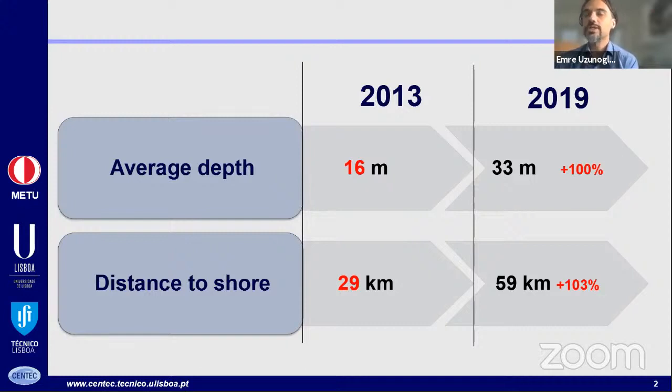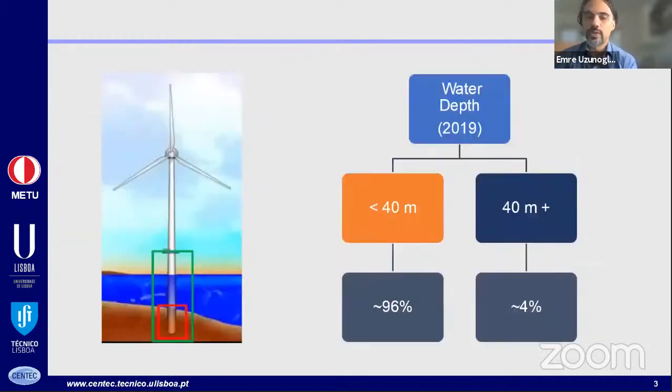When you look at installations of offshore wind, in 2013, the average depth was 16 meters. In 2019, it's now 33 meters. So the average depth of installations doubled in this time. Distance to shore is quite similar. It was 29 kilometers from the shore, now it's 59 kilometers. So the distance is doubled. This trend is supposed to continue. This is what we are expecting. So we are interested in reaching deeper waters with floating wind. So how can we do that?